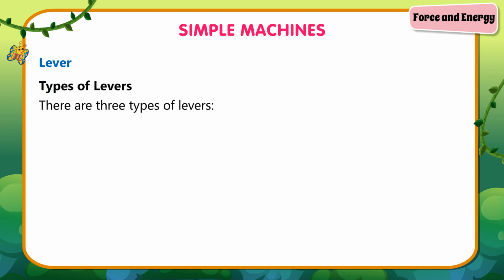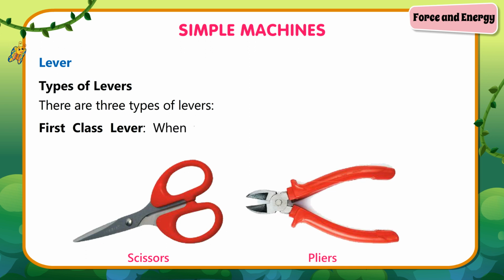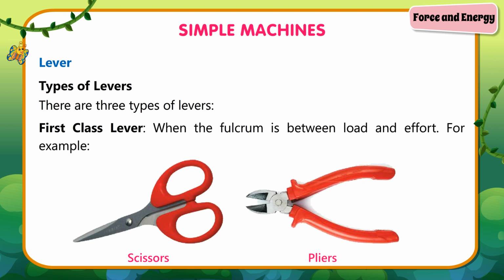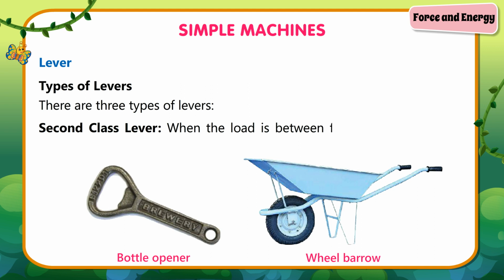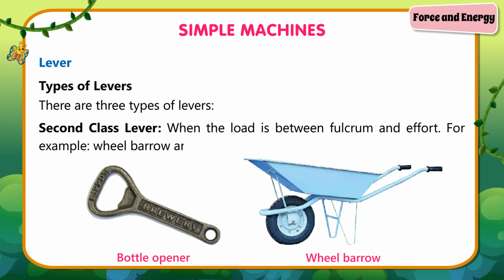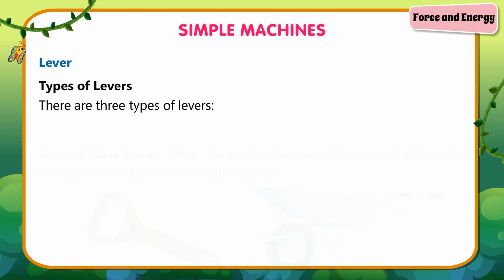Types of levers. There are 3 types of levers. First class lever, when the fulcrum is between load and effort, for example, pliers and scissors. Second class lever, when the load is between fulcrum and effort, for example, wheelbarrow and bottle opener.